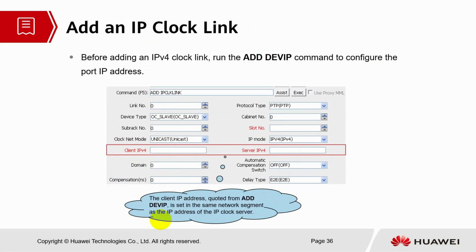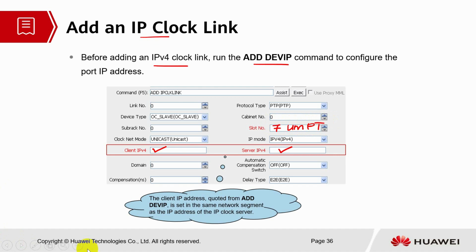The next type of external clock is the IP clock server. If you're using an IP clock server, you have to configure an IP clock link. Before adding the IP clock link, you have to add the device IP with a logical IP towards the IP clock link so that the client IP and the server IP will be configured. The slot is always number 7, referring to the UMPT card.